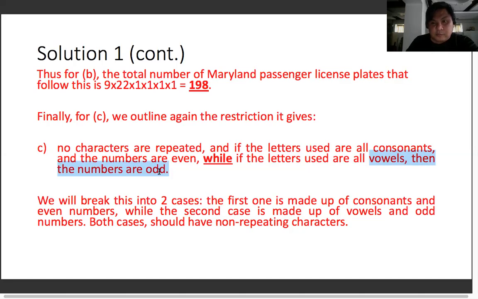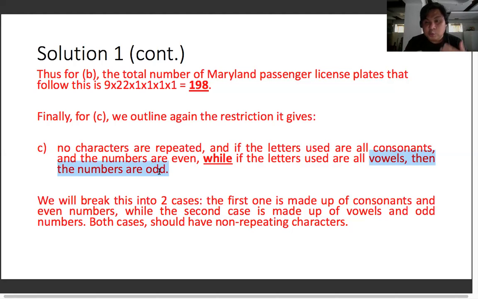First, the characters cannot repeat, so we should see a decreasing set of choices as we go along at later positions. And for the combination of letters and numbers, if you go with consonants, the numbers need to be even. And if you go with odd numbers, the letters have to be vowels. So in this case, we're going to split our count into 2.